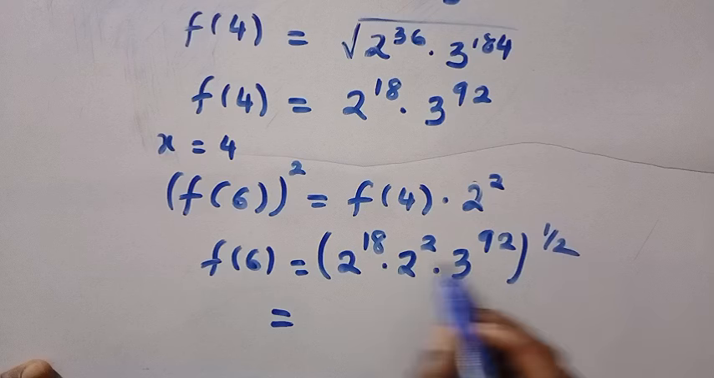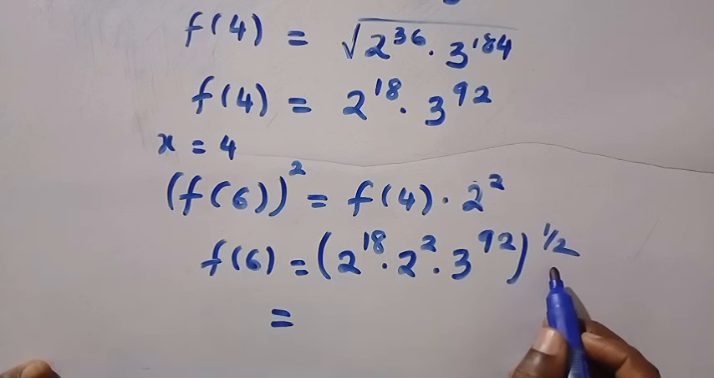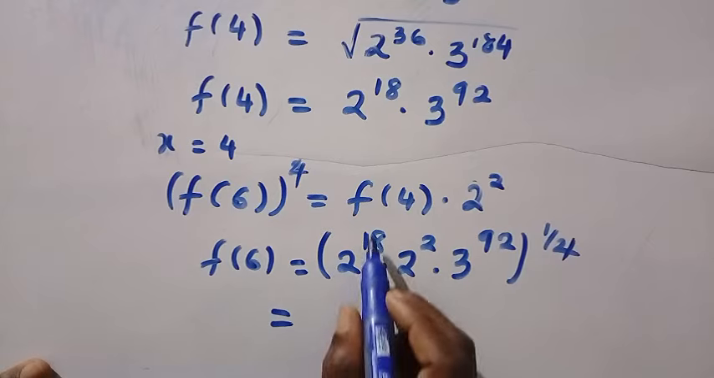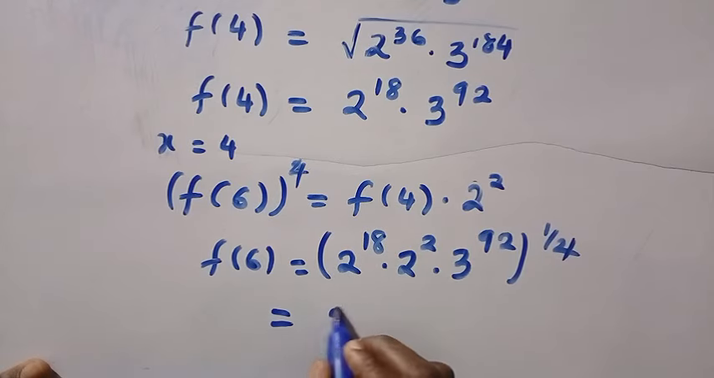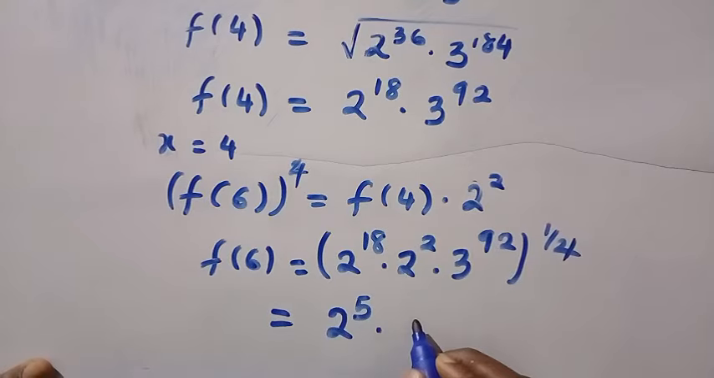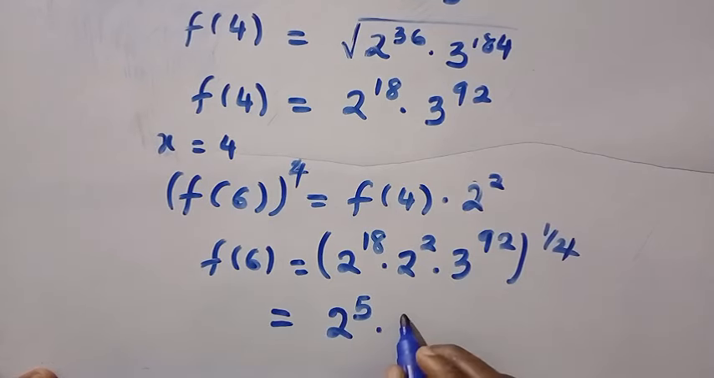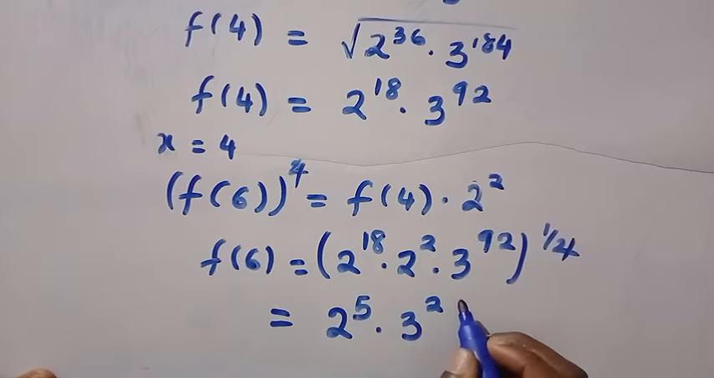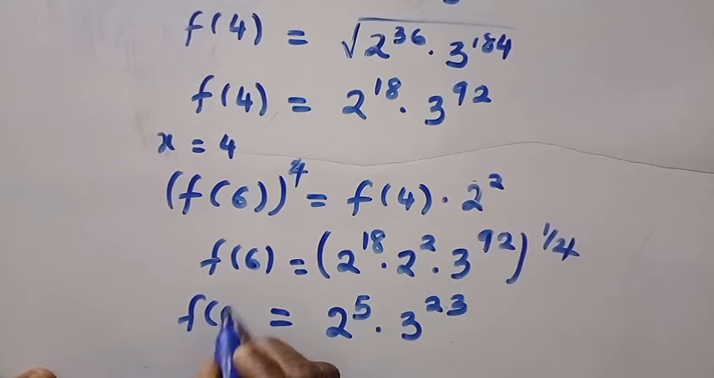So if we divide this 20 by 2, this is power of 4, power of 4. So divide this 20 by 4, we are going to have 2 power of 5 multiplied by 3 power of, divide this one by 4, that gives us 23. So this is for f(6).